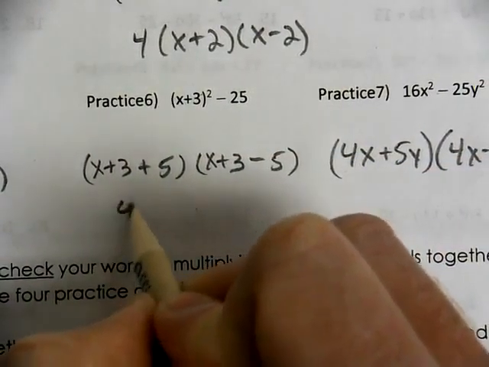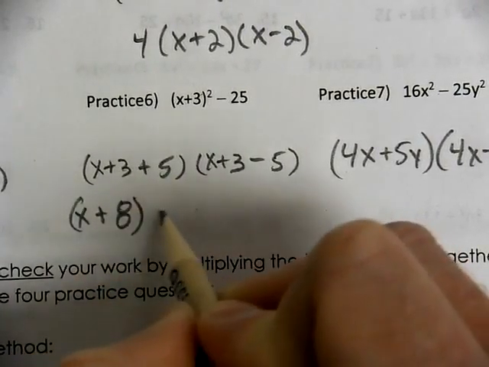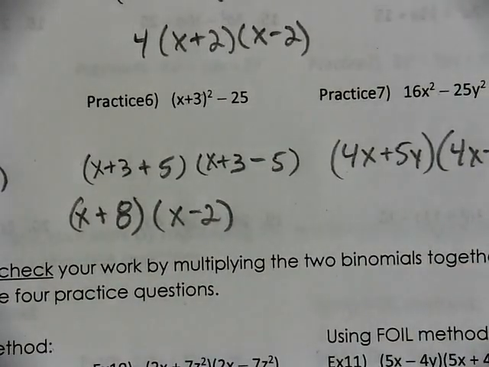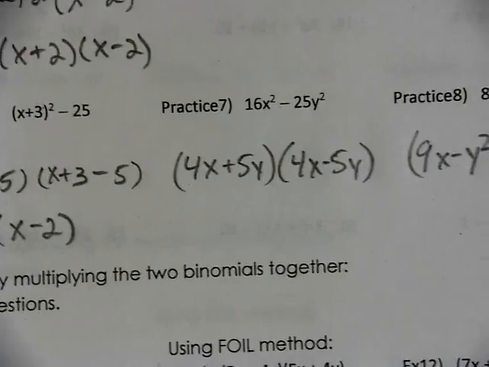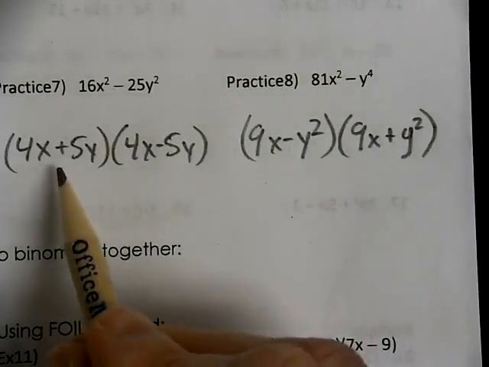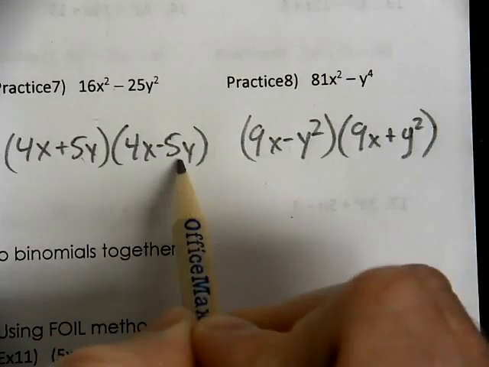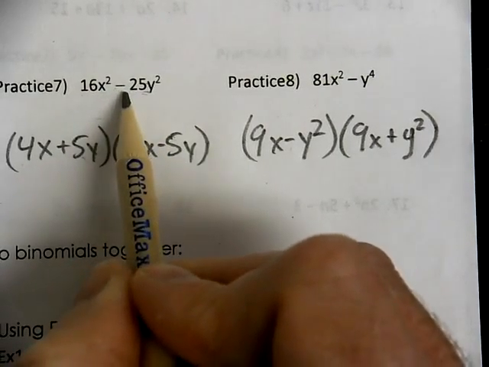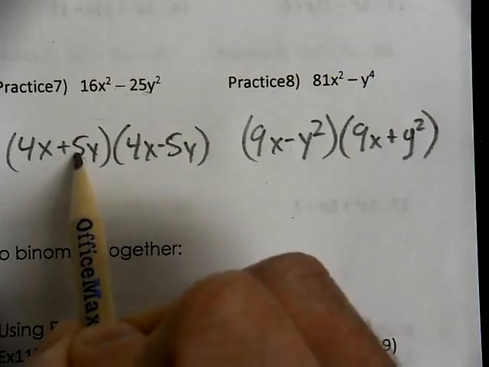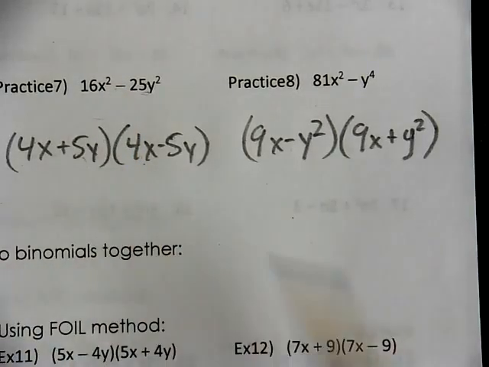So your final answer could be x plus 8, because 5 and 3 make 8, and x minus 2. The other questions were more similar to what we've been working on. If you ever have a question, you can FOIL this back together to see if it makes your original question. Negative 20xy, positive 20xy would cross out to make nothing in the middle.